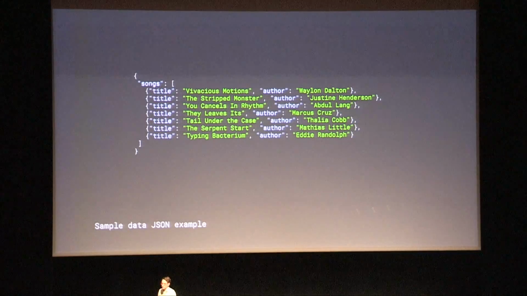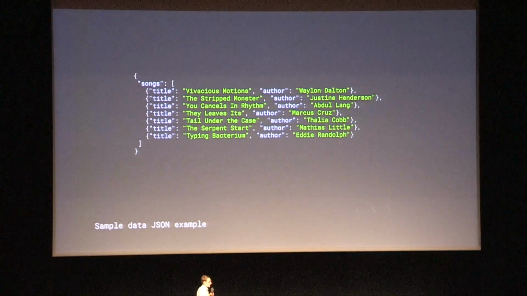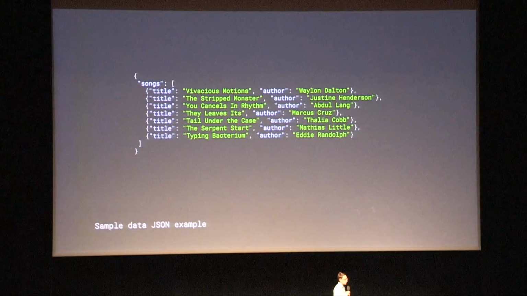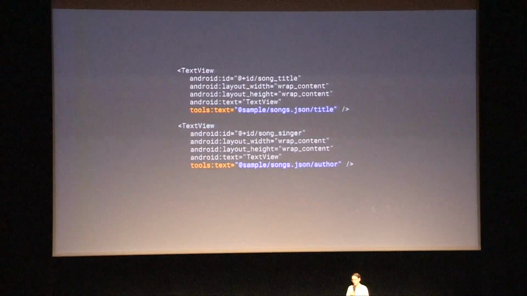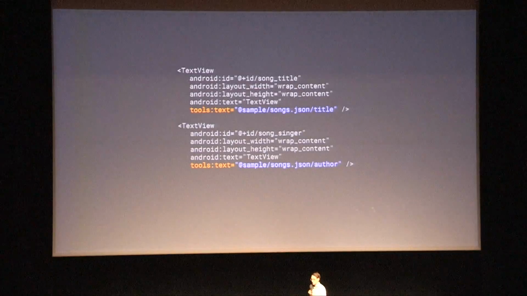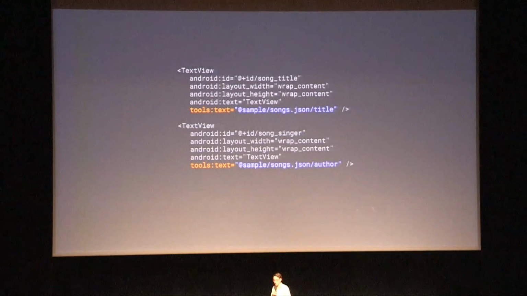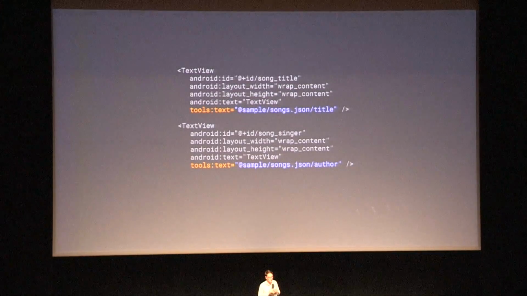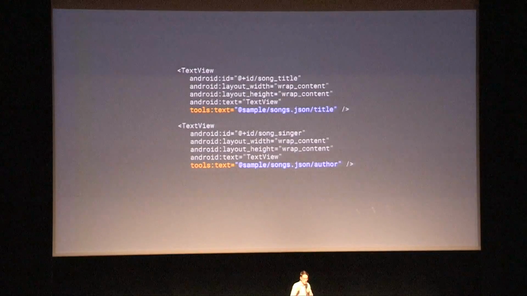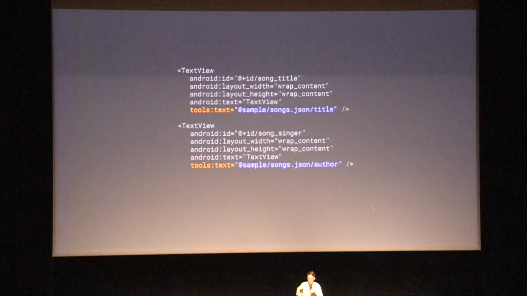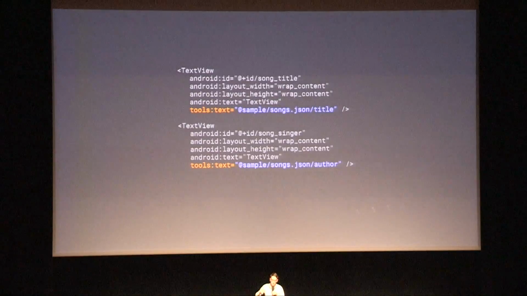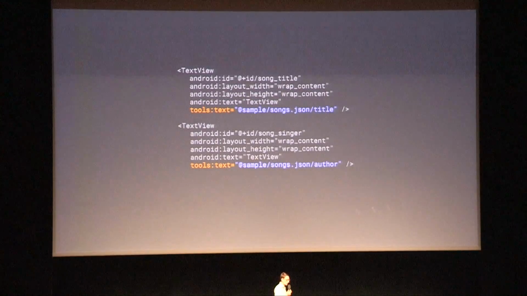That could be a way for you to organize your sample data if you always want a title to correspond to an author while you're designing, for example. And that's very easy to use, in the same format as for the standard files. Here you just use @sample/ the name of your file, .json, / the element you want to use. So in the first text view, we want to use the title, and in the second text view, the author, and the layout editor will understand that for a given item, it should use the title and the author coming from the same line.